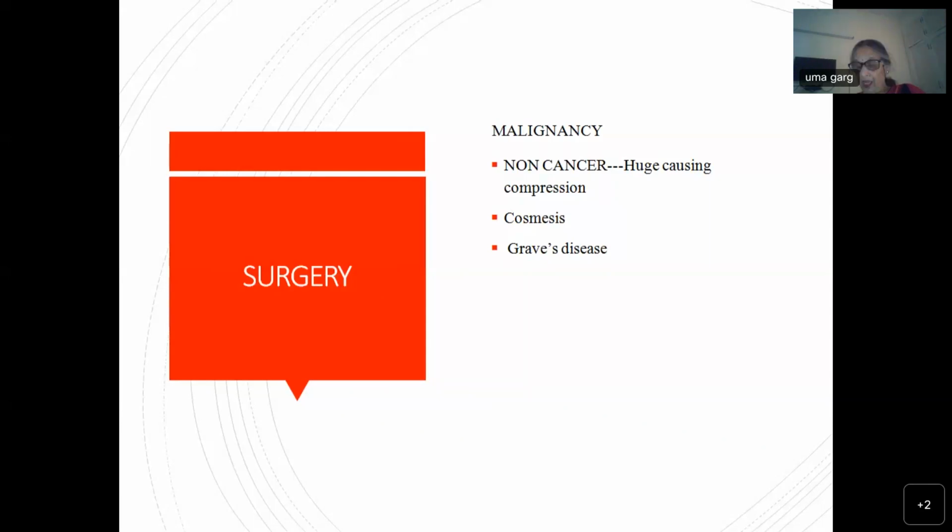Non-malignant conditions for thyroid surgery are huge thyroids which are causing compression symptoms: compressing on the trachea, compressing on the esophagus, then on the recurrent laryngeal nerve, causing vocal cord paralysis, or it's such a big thyroid tumor that it causes cosmetic problems and the patient wants surgery for that. Or Graves' disease. These are the non-malignant conditions in which thyroidectomy or thyroid surgery is indicated.